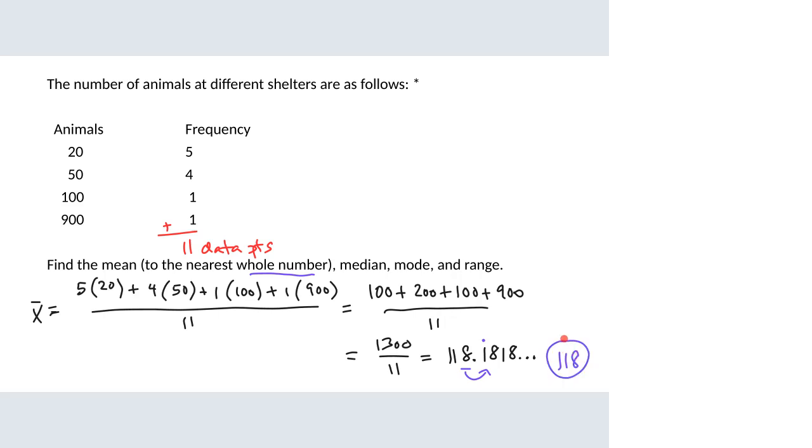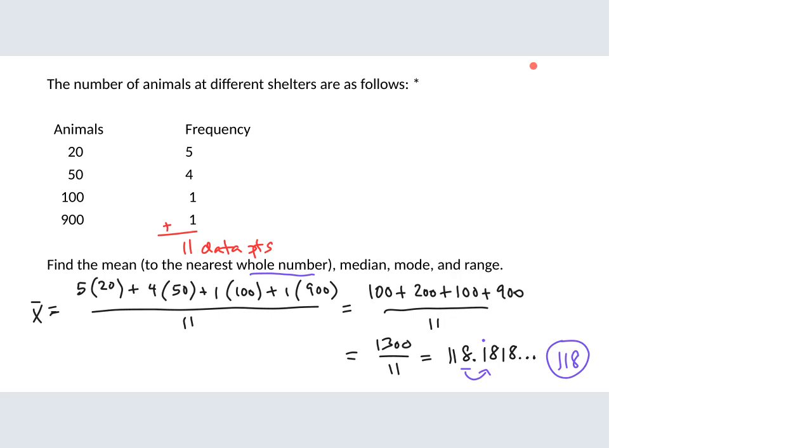Kind of makes sense to have a whole number answer here because it's animals that are in a shelter. You wouldn't have a decimal number for that. You could for the mean, it would be fine, but kind of makes sense to go to the nearest whole number here. So 118 animals is the mean number in a shelter. We'll go ahead and do median because I'm feeling like you're in a pretty good place with that.